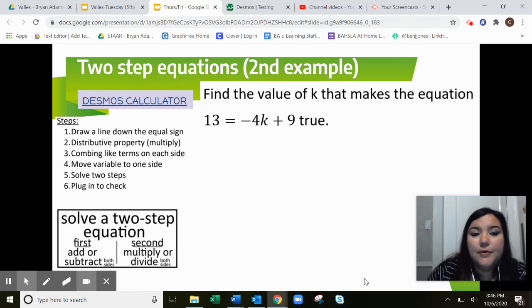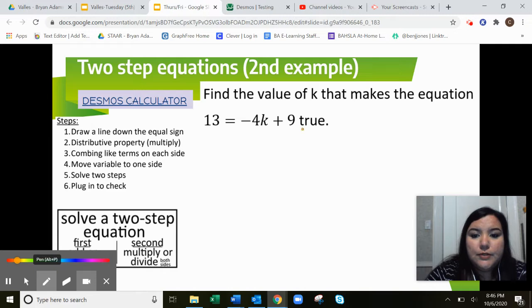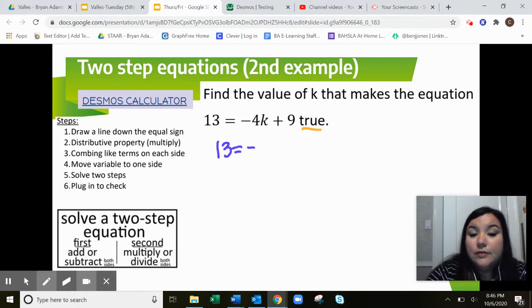In our second example, we have: find the value of k that makes this equation true. Okay, so we want to know what makes it true. I'm going to go ahead and rewrite 13 equals negative 4k plus 9.